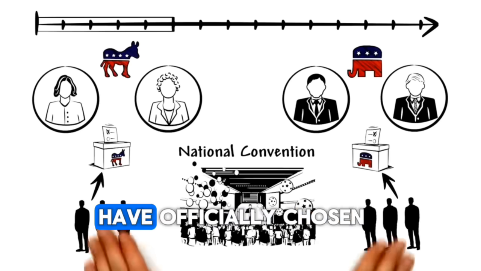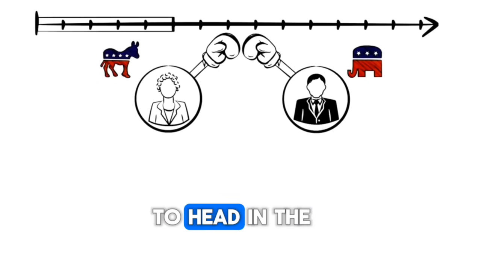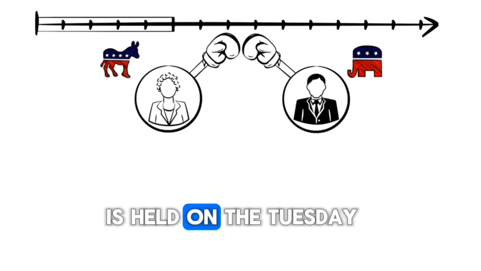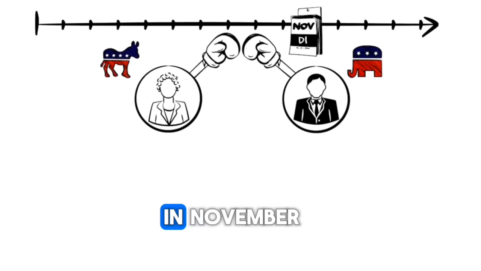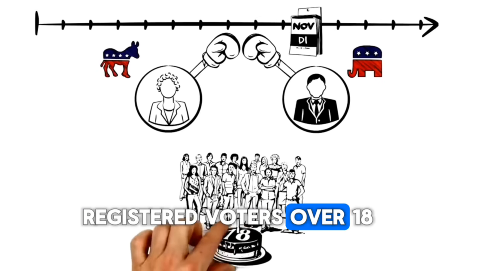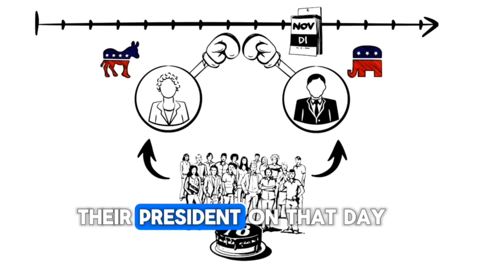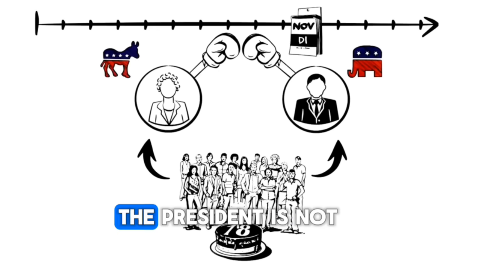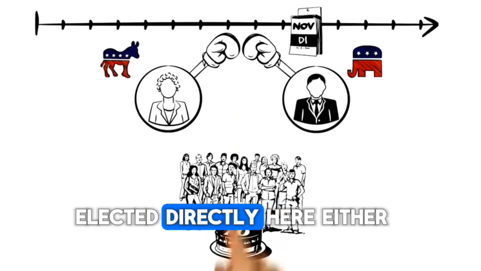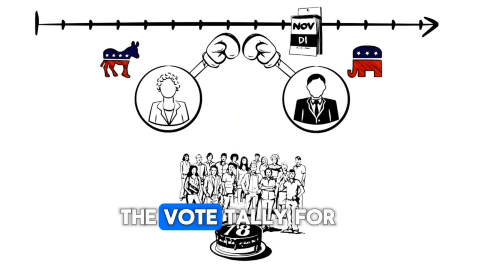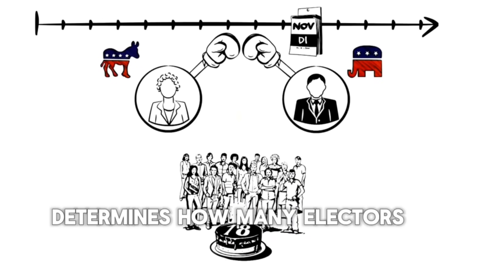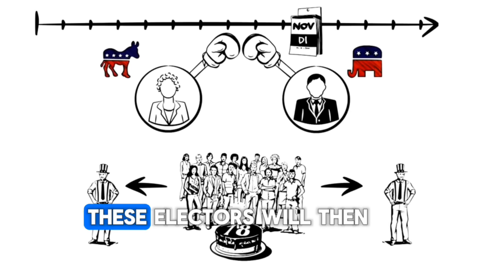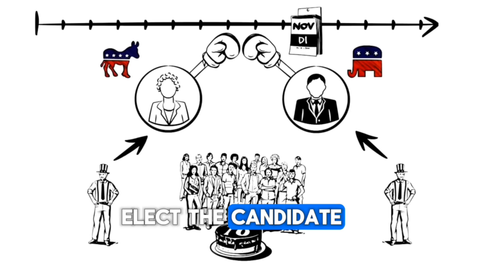Once the two parties have officially chosen who is going head-to-head in the presidential race, the actual general election is held on the Tuesday after the first Monday in November. Registered voters over 18 get to vote for their president on that day. However, similar to the primaries, the president is not elected directly here either. The vote tally for each candidate determines how many electors are awarded to that candidate. These electors will then elect the candidate.